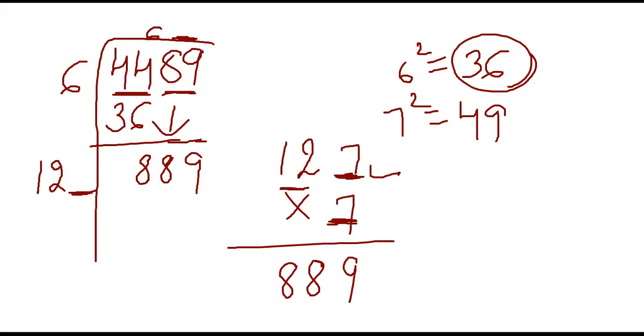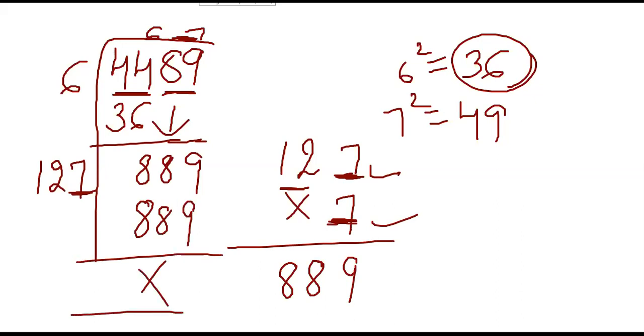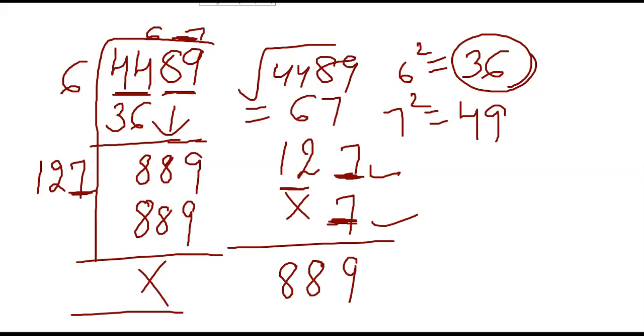Both numbers should be same. So 127 into 7 is equal to 889. That means square root of 4489 is equal to 67. Right? Let's try one more to clear the concept.